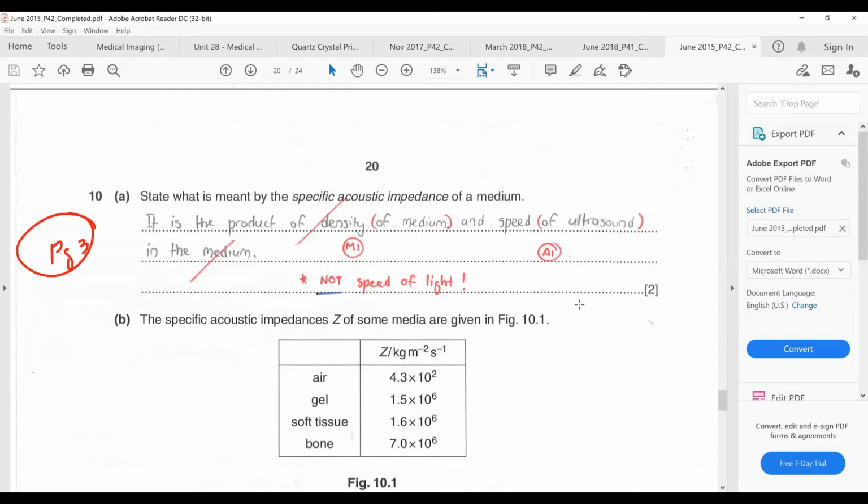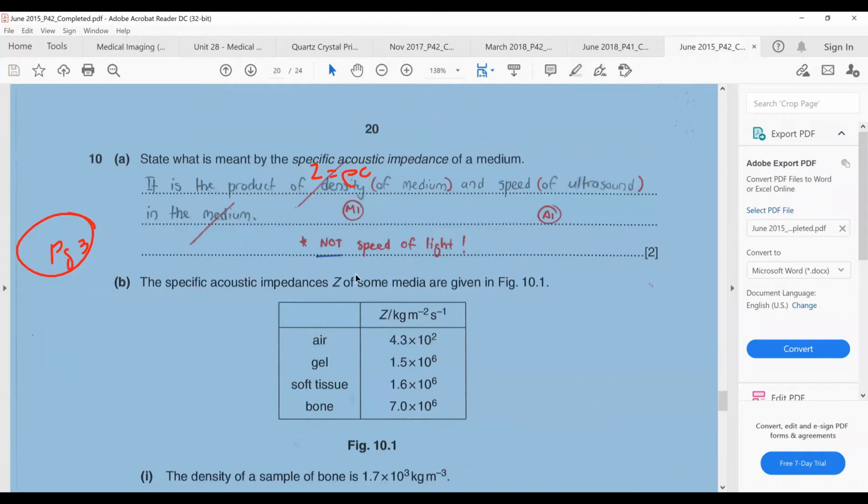Okay, that is what is meant by specific acoustic impedance of a medium. The part I mentioned to you is actually talking about Z equals rho C. It's just the product of the density of the medium and the speed of the ultrasound in the medium, or speed of sound in the medium. As I mentioned to you, C is not the speed of light, so don't ever write it as the speed of light. Okay, so this one is all right. Just copy again from your notes.